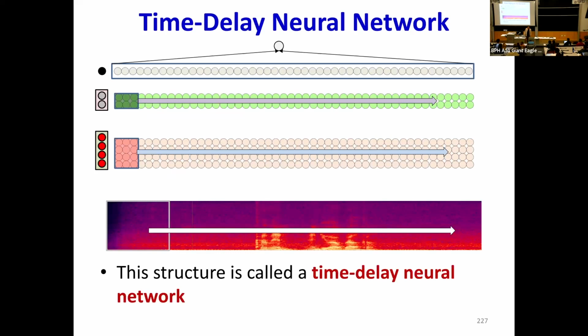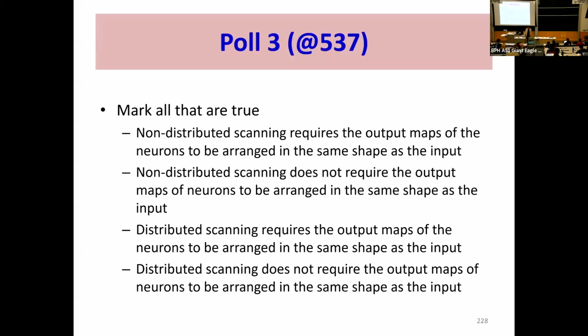When you're scanning in 1 dimension, you call it a time delay neural network. When you're scanning in 2 dimensions, you call it a convolutional neural network. But a time delay neural network is also often called a 1-dimensional convolutional neural network. So a TDNN is the same as a 1D CNN. Okay?